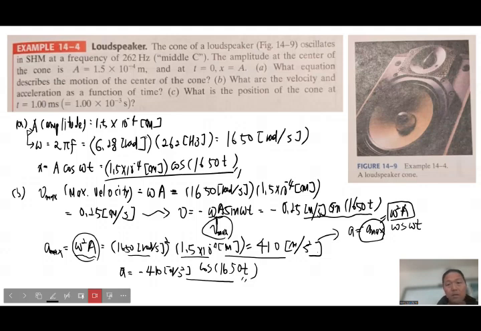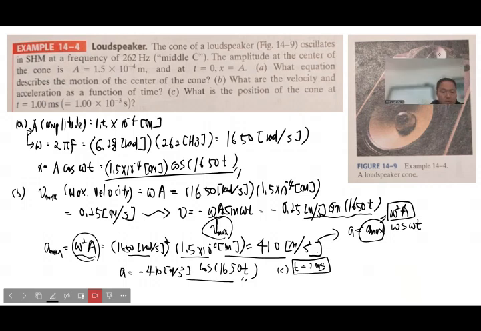Okay, and number C, what is the position of the cone at t equals 1 millisecond? So for C, we have to plug t equals 1 millisecond into the displacement equation of simple harmonic oscillator. So let's plug that. The formula of the simple harmonic oscillator displacement is A cosine omega t.